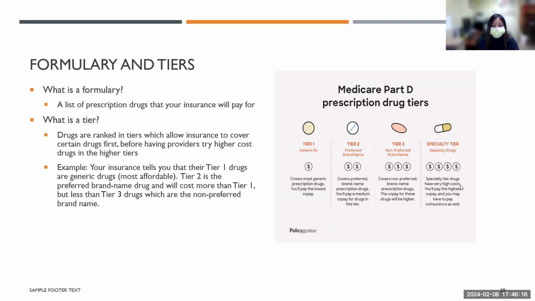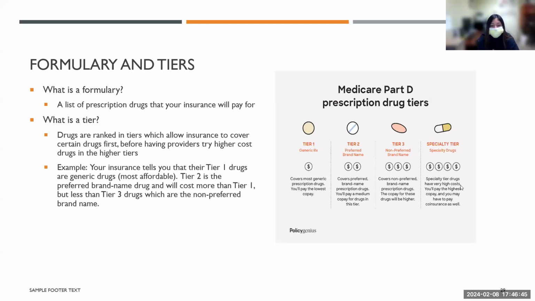And so the drugs listed in the formulary are going to be ranked in different tiers. And this tells the insurance company what they will cover first. For example, the drugs in the lower tiers, tier 1 or tier 2, these may be covered by the insurance, and the drugs that are in tiers 3, 4, and up will have a harder time. It will be harder for your insurance to cover those drugs.